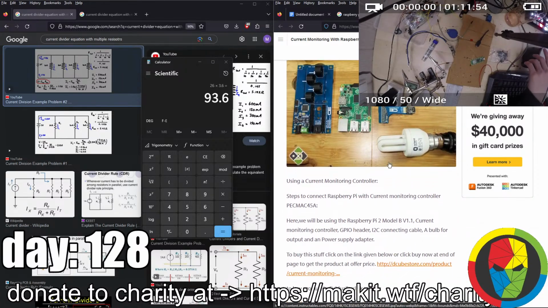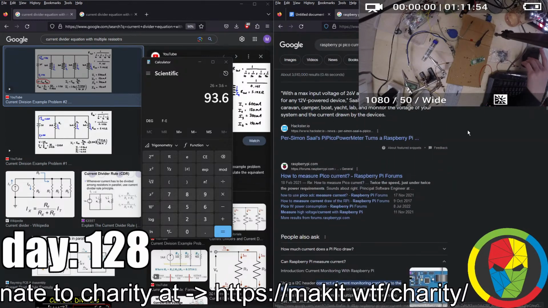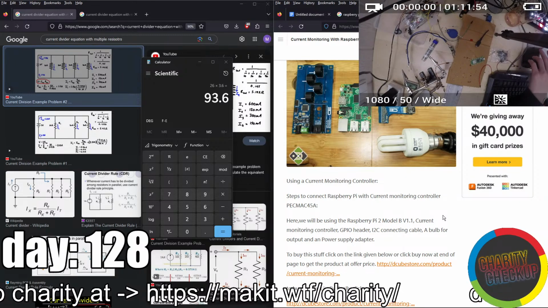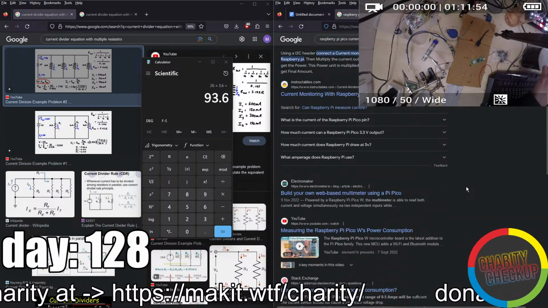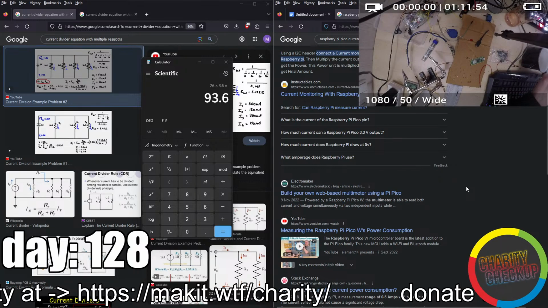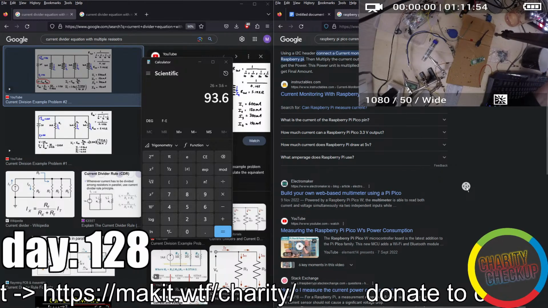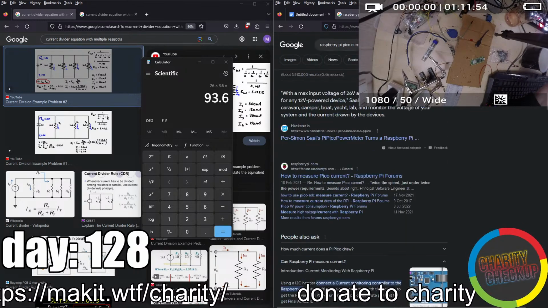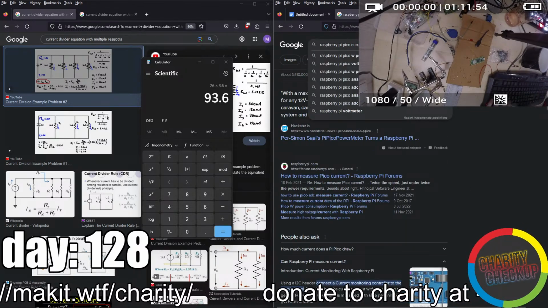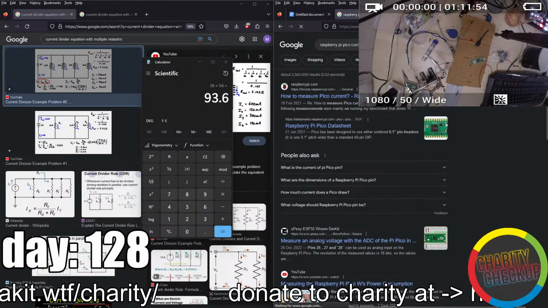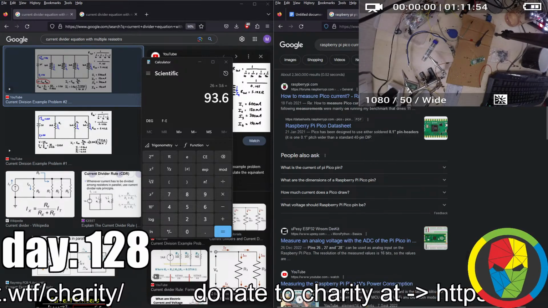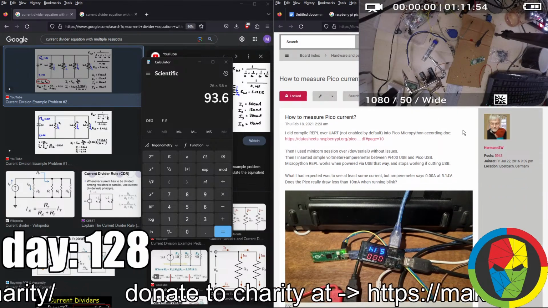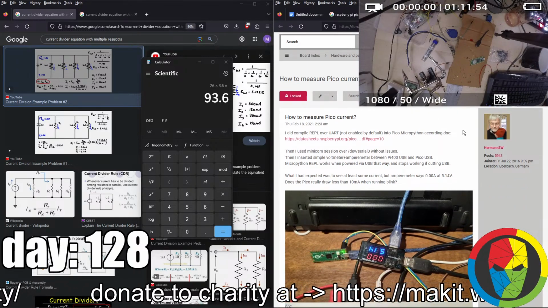Wrong Raspberry. Did I specify Pico? I did. Current monitoring controller, not quite. By current measurement pin, maybe that'll give them an idea. Measure Pico current. Okay, we might need to read this. Alright.